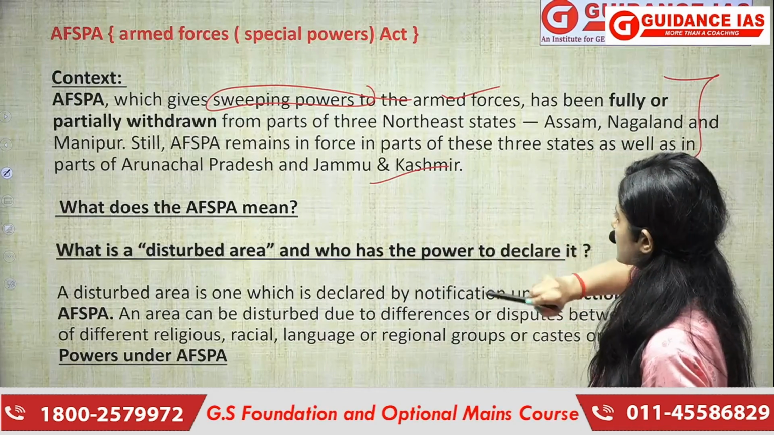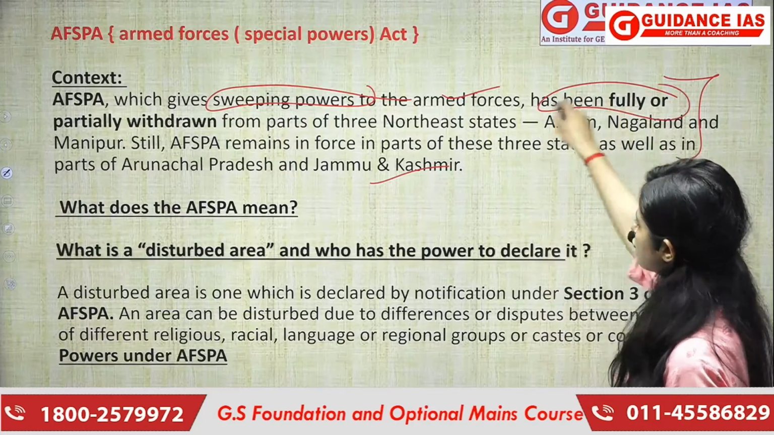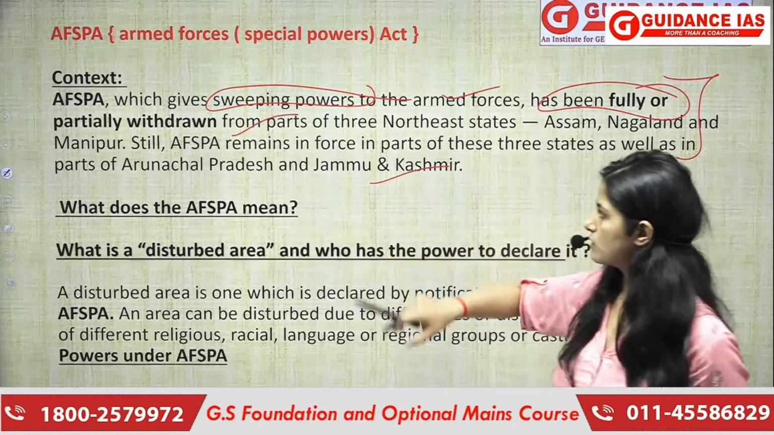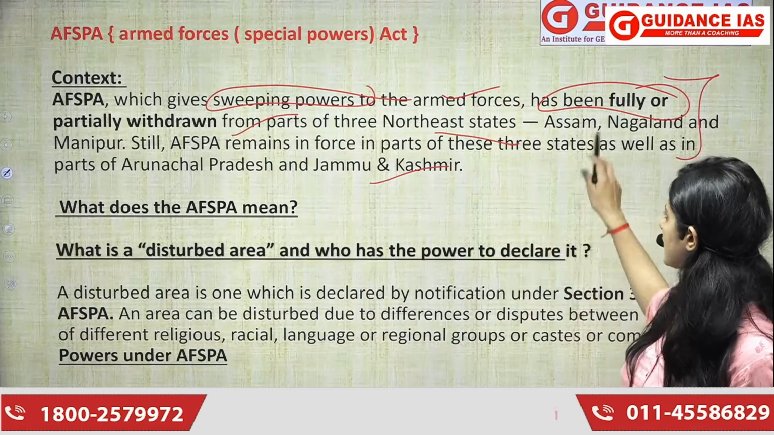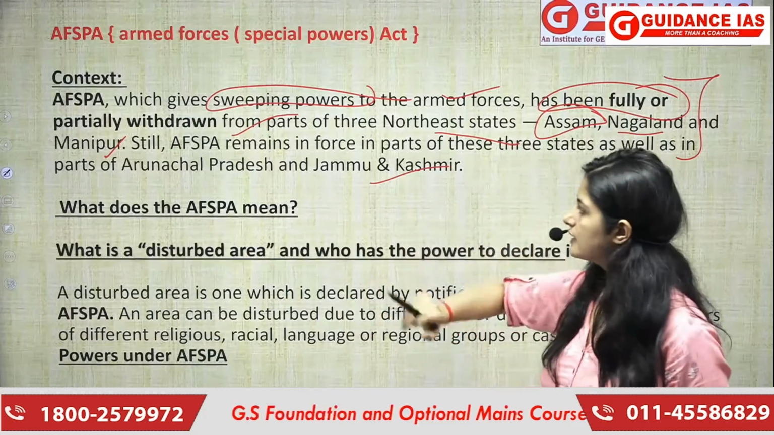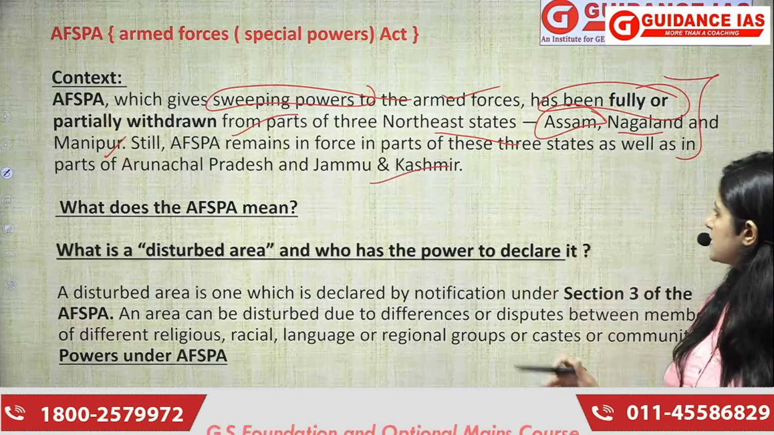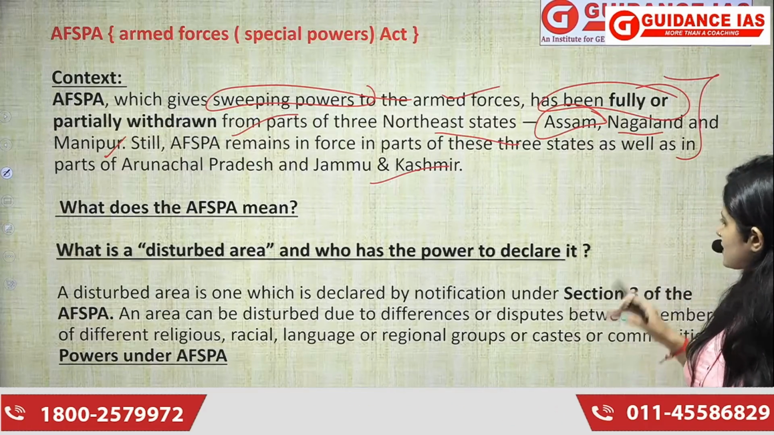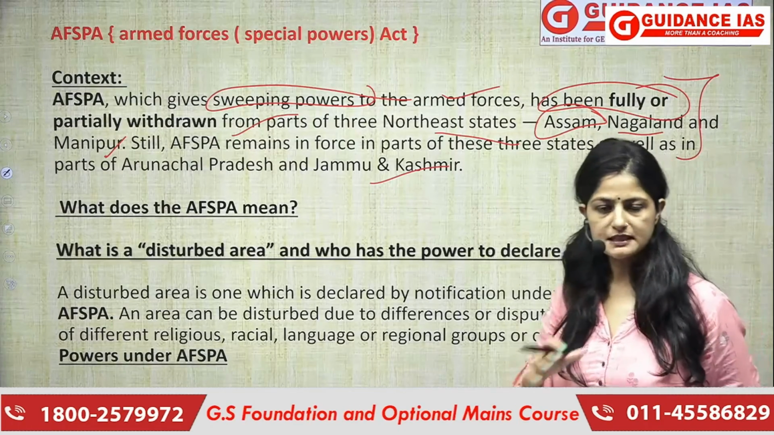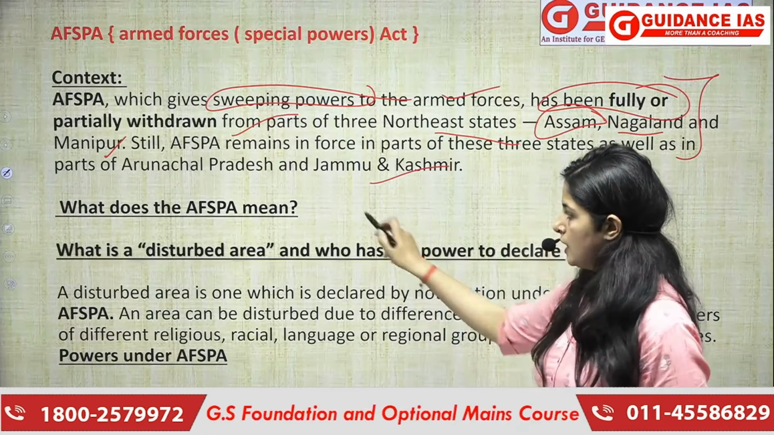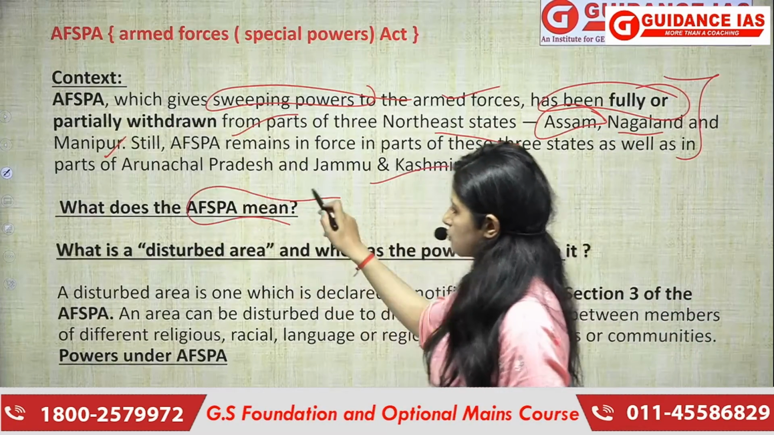So recently, AFSPA has been partially or fully withdrawn from some parts of the northeastern states, that is from Assam, from Nagaland and from Manipur, but still it remains in various parts. ठीक है? तो जम्मू कश्मीर में, अरुणाचल प्रदेश में, तो इन स्टेट्स में ये अभी भी है, but we've recently removed it from some parts, either fully or partially. That is the context. And AFSPA, I have already told you what it means.